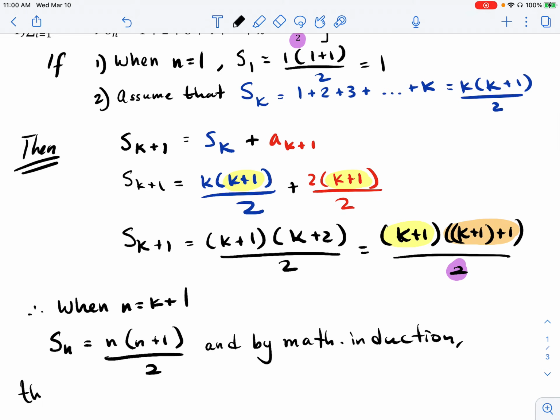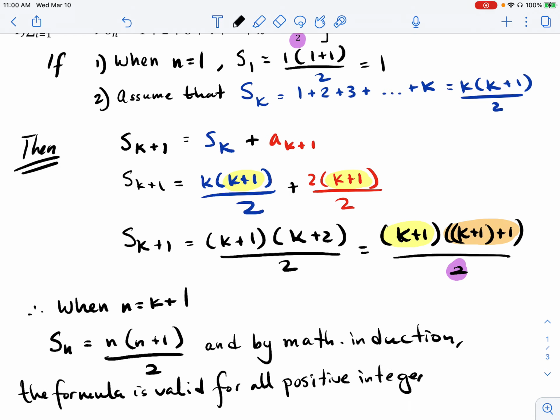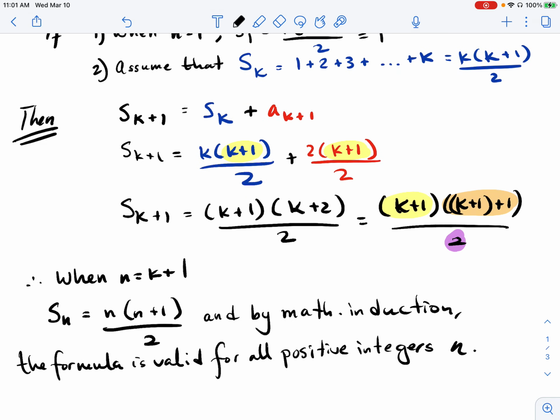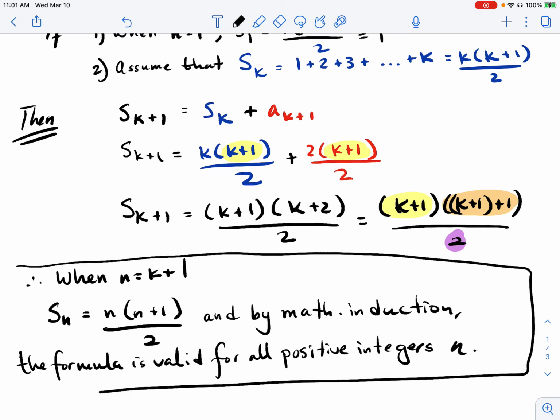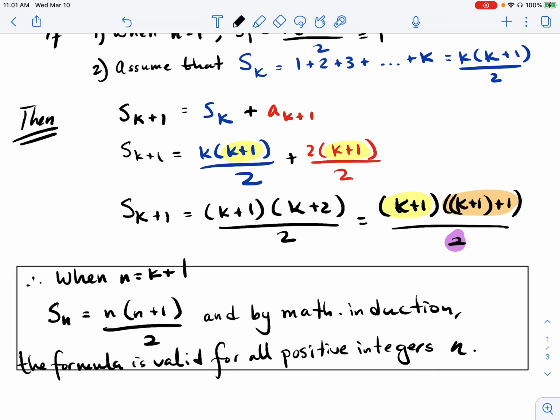the formula is valid for all positive integers or integer values n. Okay, and so you don't really have to box this, but that's what I'm going to box as my concluding statement. That's what we're looking for.